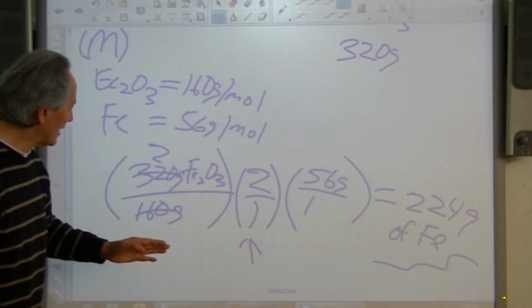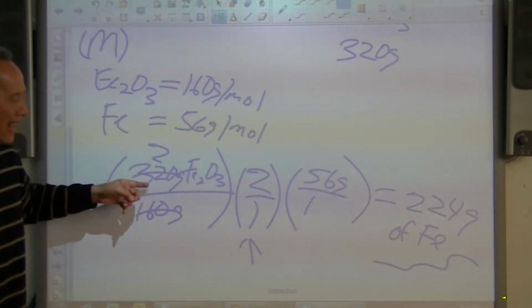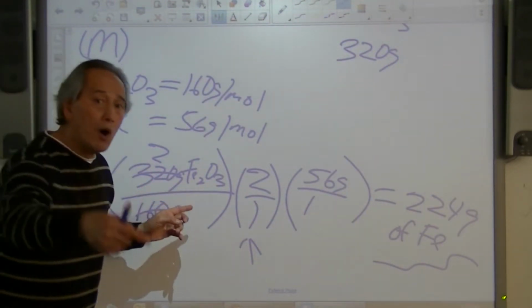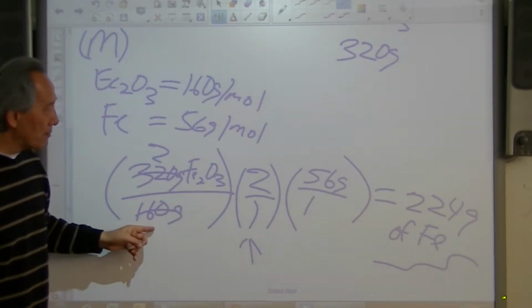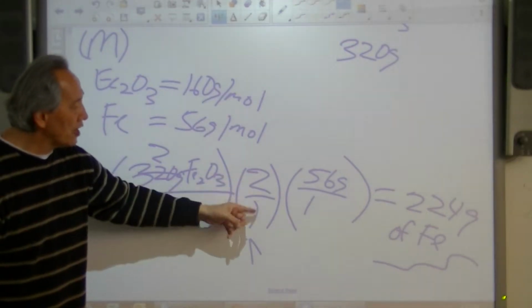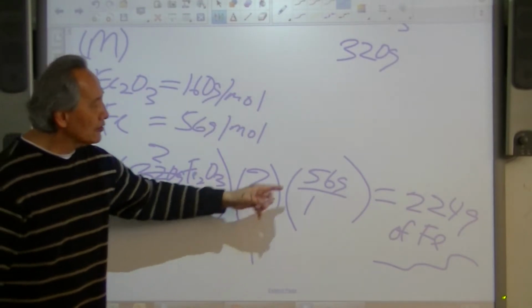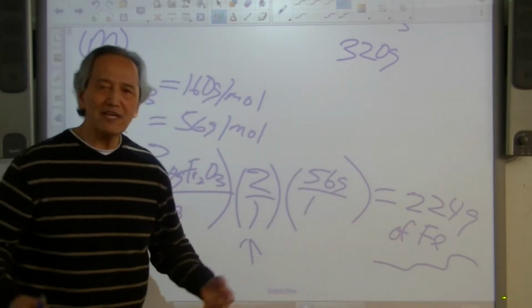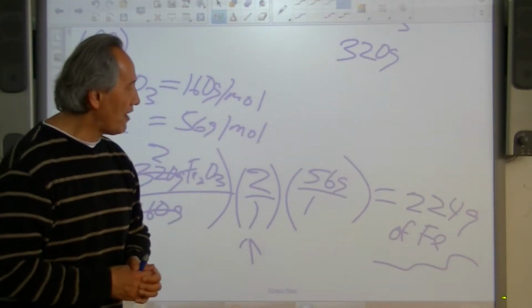Again, let's go through this step. Take my given. The given happened to be 320 grams. Convert those grams to mole by dividing by its molar mass. Use the conversion factor, which is my unknown to known, 2 to 1 in this case, multiplied by the unknown's molar mass, 56, and hence arriving at 224 grams of iron.